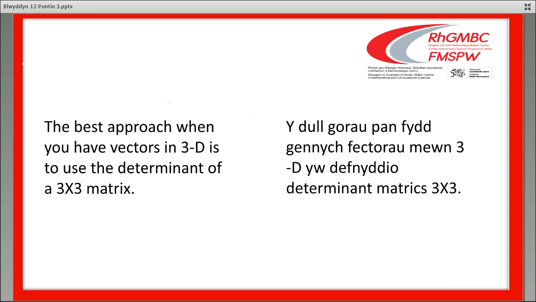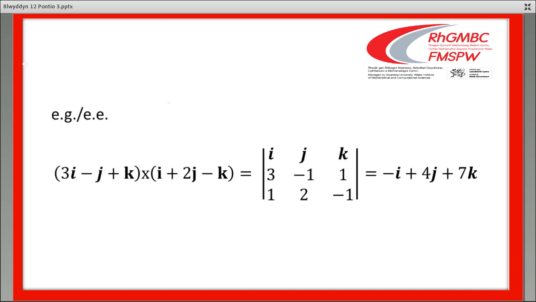Now, this is what I was saying about earlier. The best approach to these is to use the determinant of a 3 by 3 matrix. Now, you will meet that at the beginning of FM4. How do I find the determinant of a 3 by 3 matrix? Now, we've got an example here.